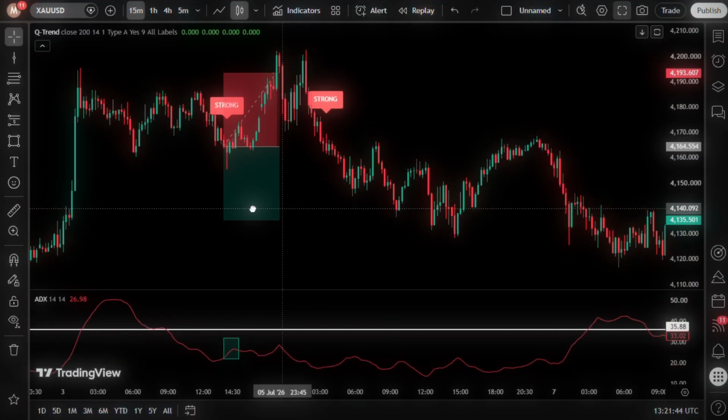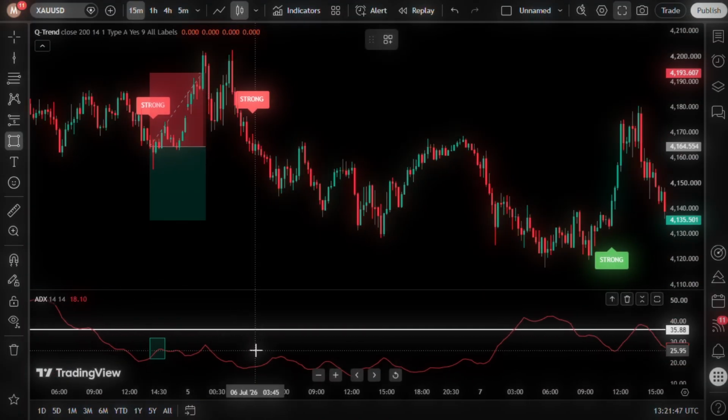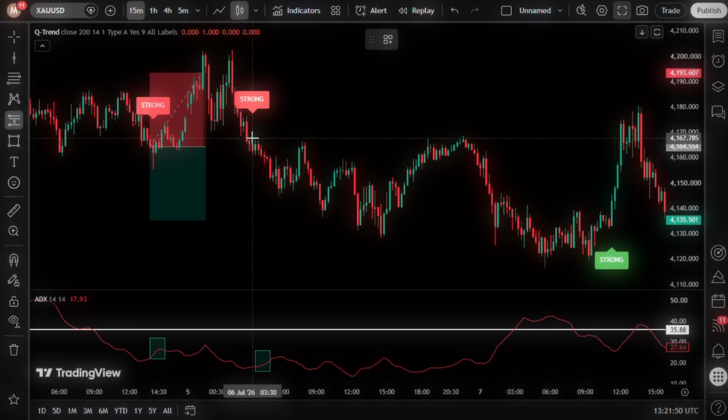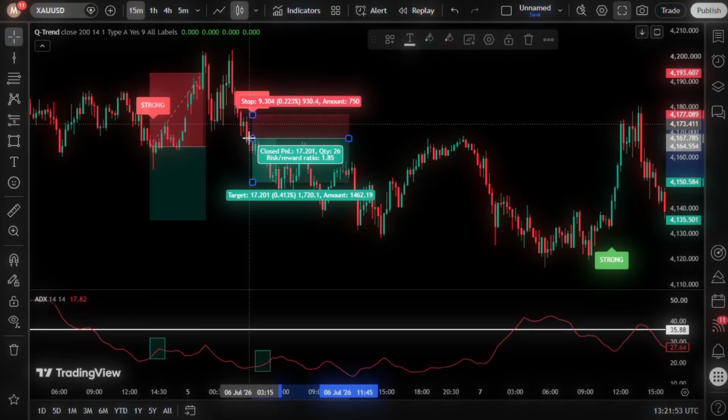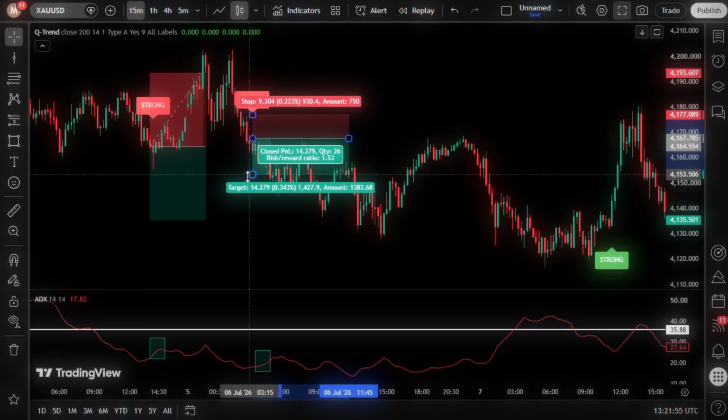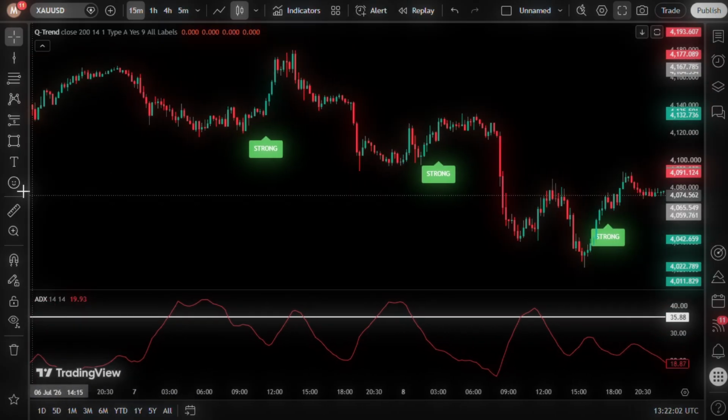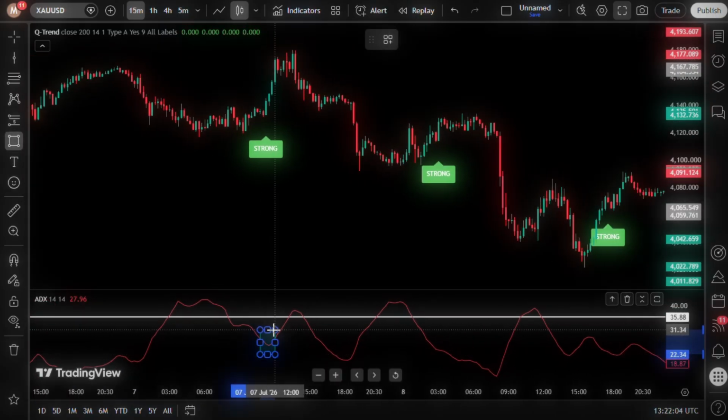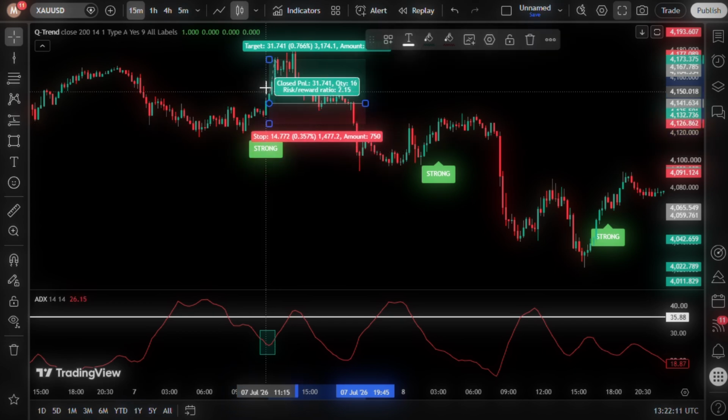Here again, a strong red signal, and the ADX is below 35. We immediately enter a sell with our 1 to 1.5 risk reward. And here, our take profit hits again. Now here is a strong buy signal, and the ADX is below 35. We enter a buy trade, and this one is profitable as well.